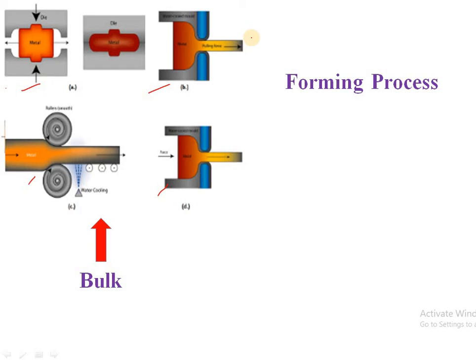Actually, we are going to discuss all these 4 processes in detail under this unit number 2. So we are just having an overview over here. Now next is the rolling process. Now the raw material is passed through the 2 rollers, which decreases its thickness, or the cross section area is decreased, and the desired product is formed.